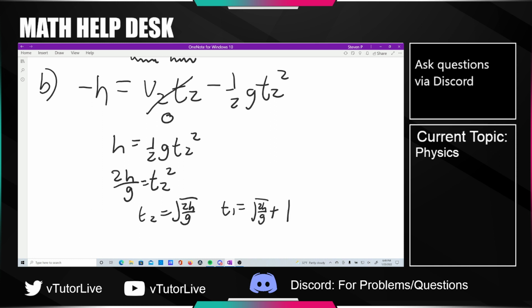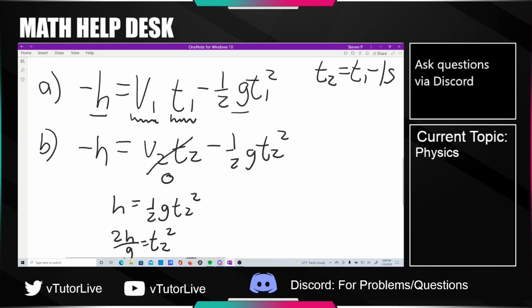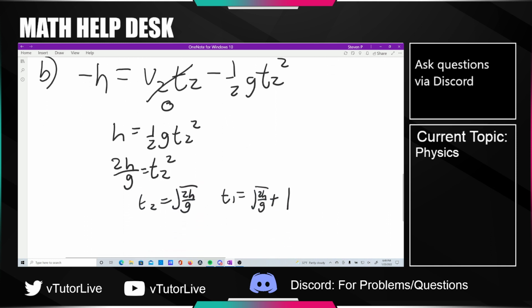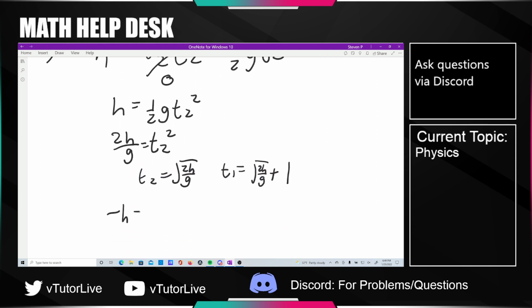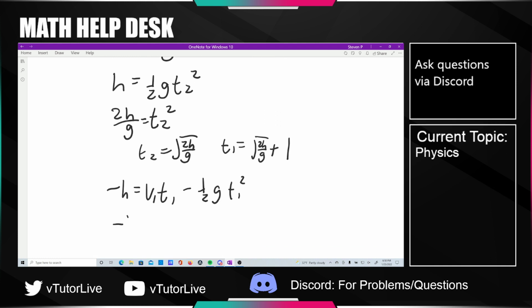And we refer back to the first equation where we know what t1 is at this point. We just want to solve for v1. So let's go plug that in. Minus h is equal to v1 t1 minus 1/2 g t1 squared. Nothing too mysterious, we just plug it right in. v1 times root 2h over g plus 1, minus 1/2 g times root 2h over g plus 1.